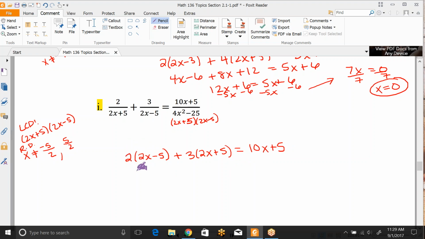So 2 times 2x is 4x. 2 times negative 5 is negative 10, plus the 6x plus 15 equals 10x plus 5.